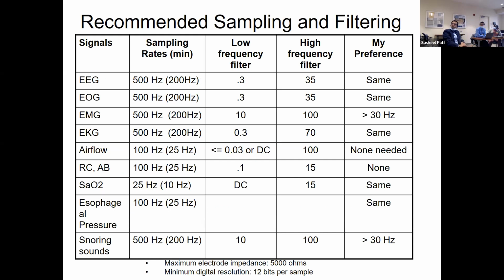There are recommended filters and settings, and these come out of the manual, in terms of how you should set up sampling rates for each of the channels that we're collecting on a sleep study and how you should filter each of the channels. I won't go over them all, but you can see, for instance, for EEG that you set a low frequency filter at 0.3 hertz and the high frequency filter at 35 hertz.